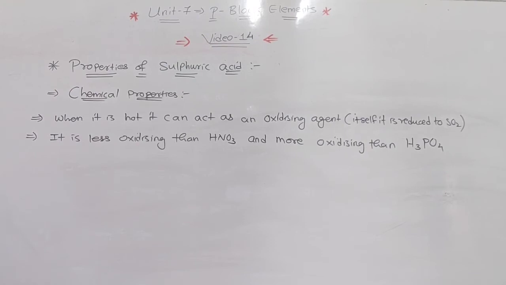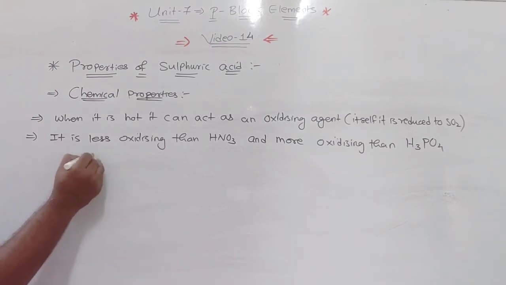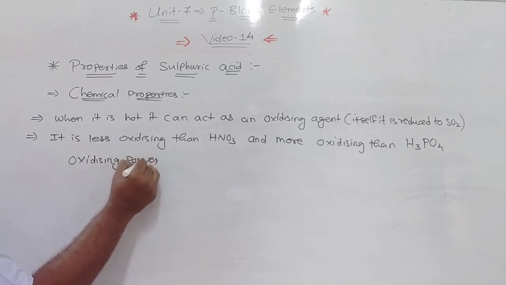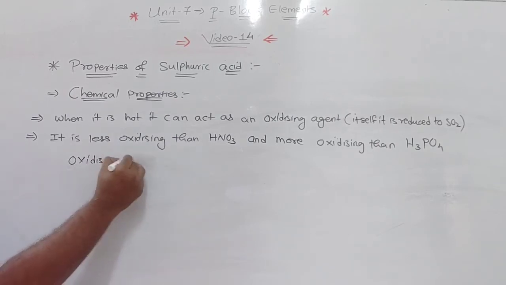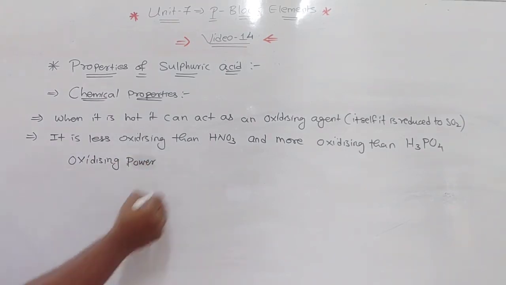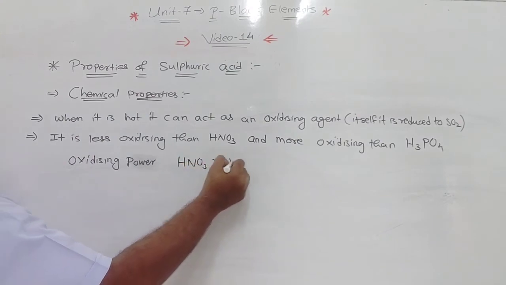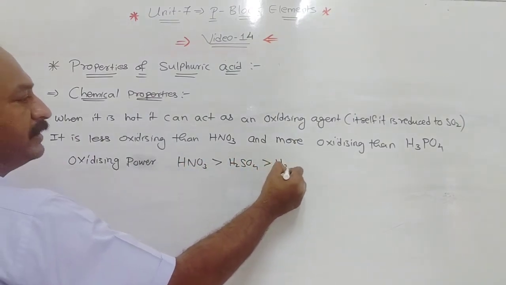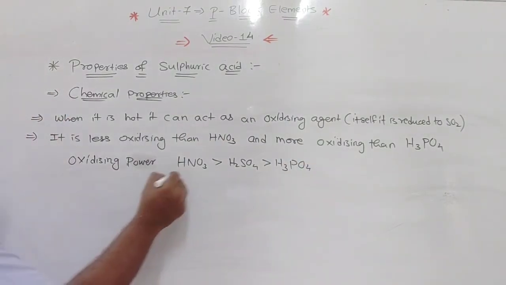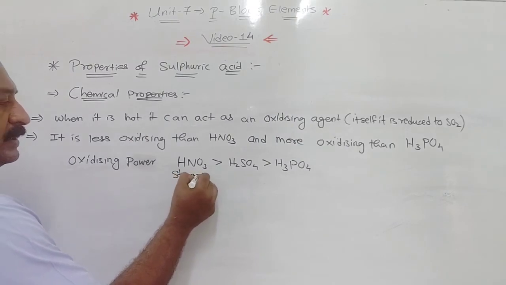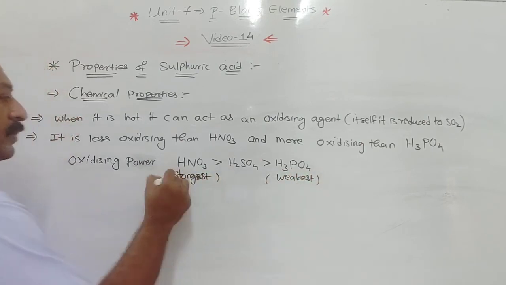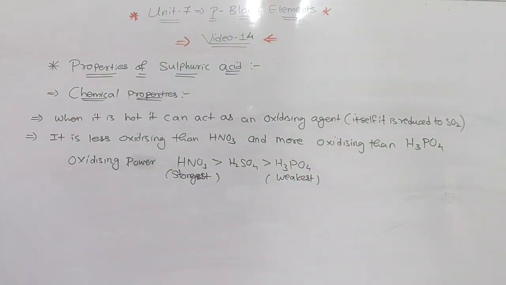Now oxidizing power, if you want to write the order, you can write like this: HNO3 greater than H2SO4 greater than H3PO4. Remember this thing. So this is the strongest oxidizing agent, and this is the weakest.